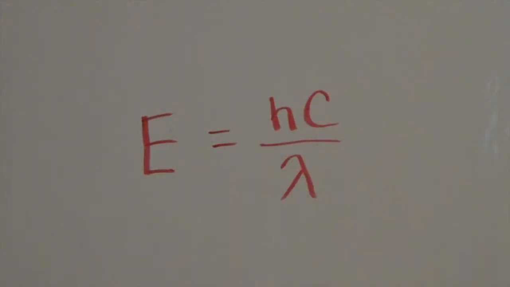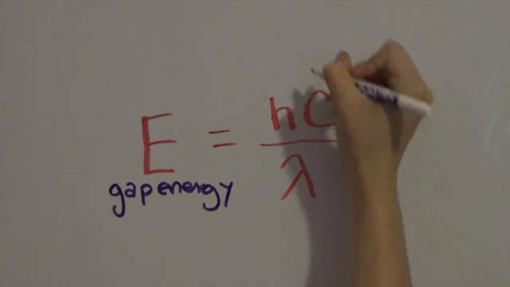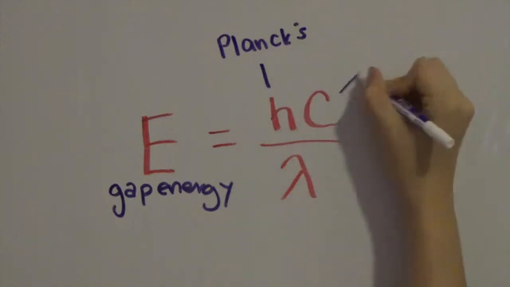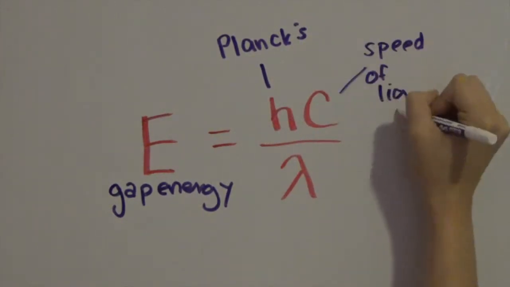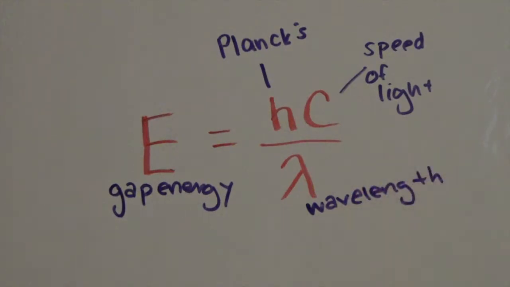This is in the equation E equals hc over lambda, where E is equal to the gap energy of the band gaps in joules, h is Planck's constant, c is the speed of light, and lambda is the wavelength. Qualitatively, this shows that the energy of the band gap is inversely proportional to the wavelength of light. The greater the band gap energy, the smaller the wavelength.